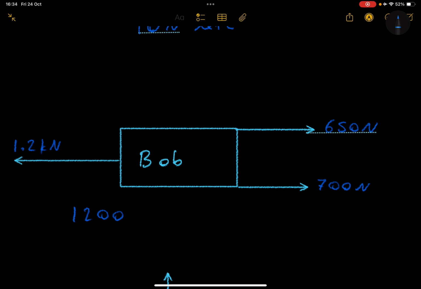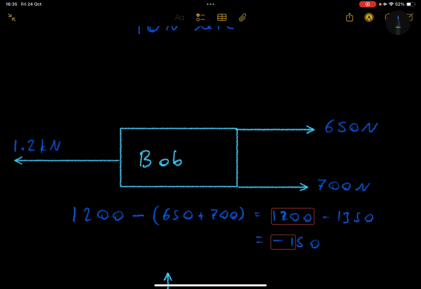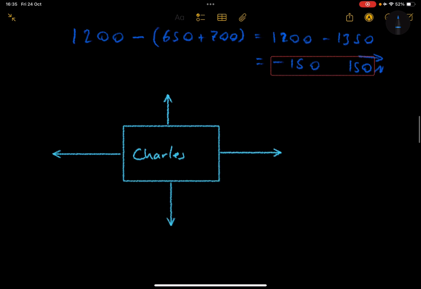And then what I'm going to do is, because these other forces are working in the opposite direction, 650 plus 700. Well, okay, that means we're dealing with 1,200 minus 1,350, which means we're getting minus 150. In this case, that tells me it's working this way. So we could just say 150 newtons to the right, just like that.